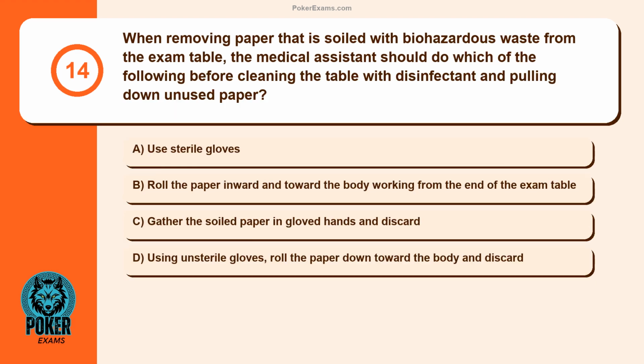Question 14. When removing paper that is soiled with biohazardous waste from the exam table, the medical assistant should do which of the following before cleaning the table with disinfectant and pulling down unused paper? Use sterile gloves. Roll the paper inward and toward the body working from the end of the exam table. Gather the soiled paper in gloved hands and discard. Using unsterile gloves, roll the paper down toward the body and discard.